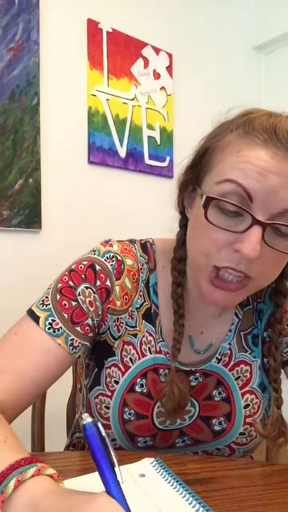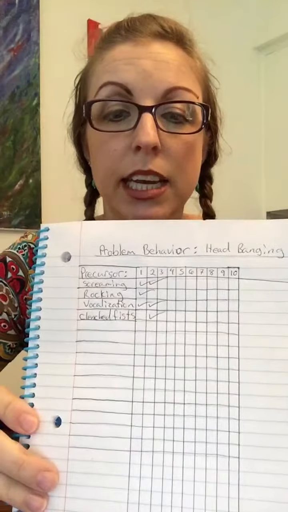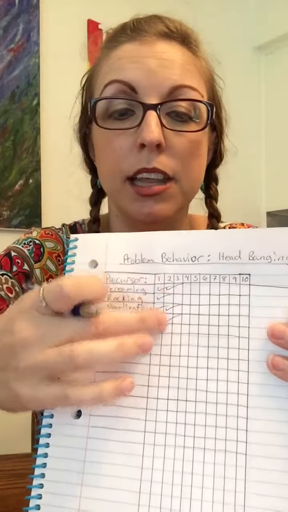Now, the next time that I see it happen, I'm going to be looking for screaming, rocking, vocalizations, and I'll check them off if I see them for number 2. Let's say that they're still screaming, there's still vocalization, and I also notice that there's clenched fists. So I'm going to write that down, and then I'm going to check it off in 2. As you see, I see 3 here, I see 3 there. I'm adding in that new one as I'm seeing it. So we're just going to keep going like that.